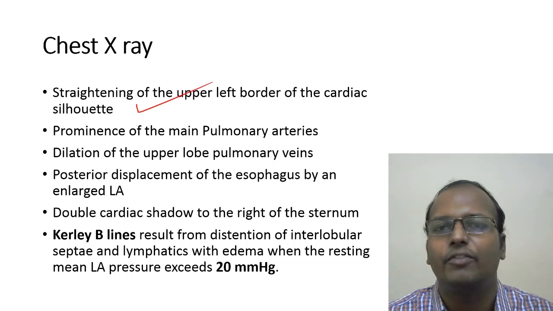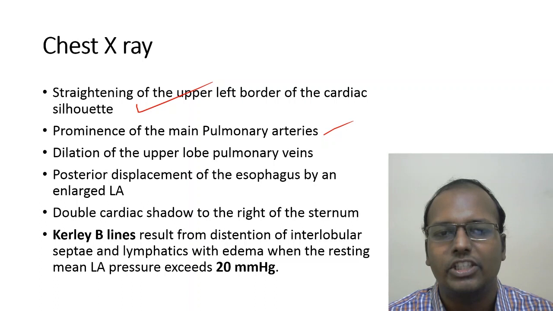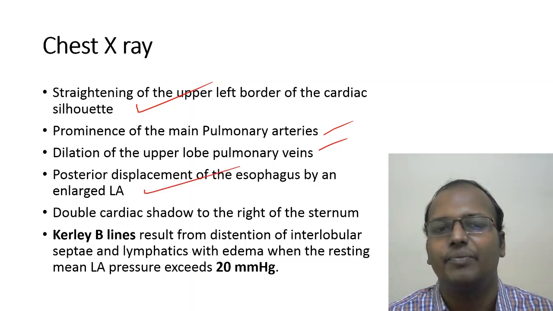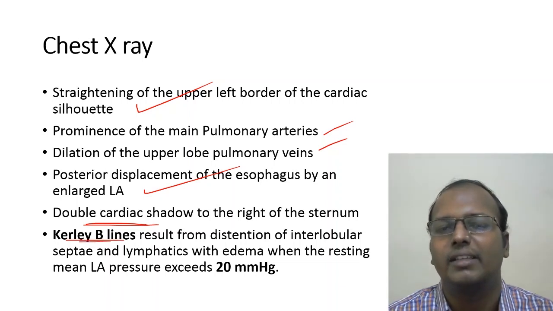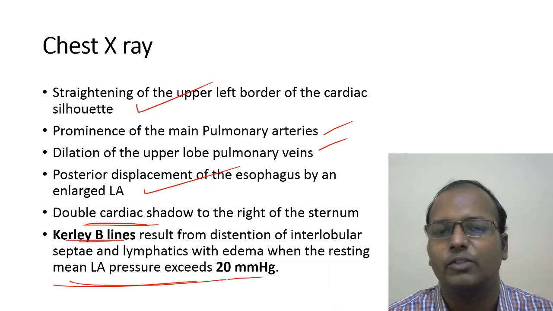So what are the X-ray findings? Number one is straightening of the left heart border of the cardiac silhouette, then prominence of the main pulmonary arteries, dilatation of the upper lobe veins, posterior displacement of the esophagus by the enlarged left atrium, double cardiac shadow, and curly B lines, from distension of interlobular septae and lymphatics when the resting left atrial pressure exceeds 20 mm of mercury. We will see one by one.